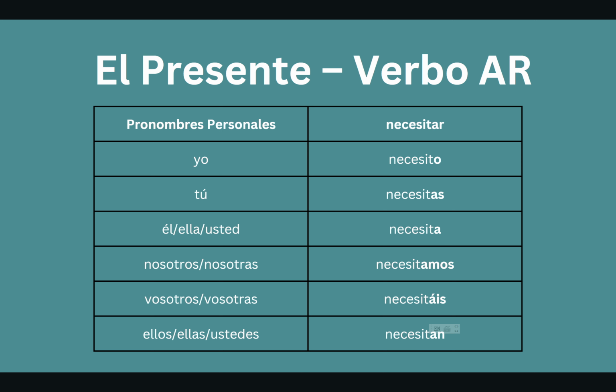Take the verb necesitar as an example. Yo necesito. Tú necesitas. Él, ella, usted necesita. Nosotros, nosotras necesitamos. Vosotros, vosotras necesitáis. Ellos, ellas, ustedes necesitan.